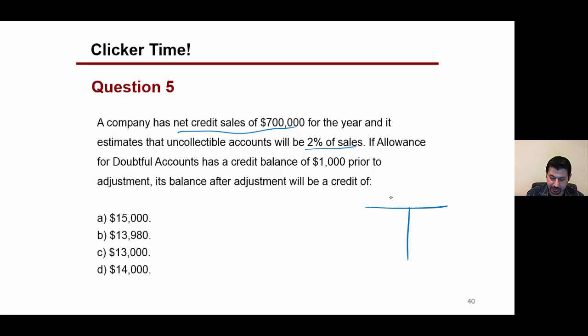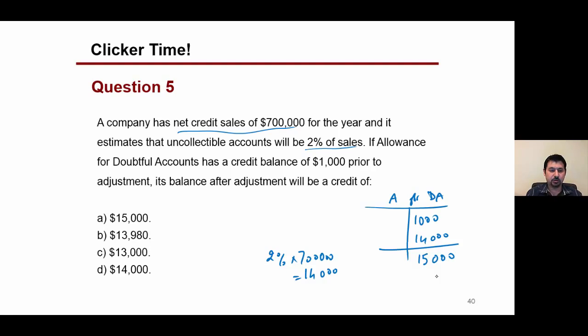Here again, we use a T account, allowance for doubtful accounts. It originally had 1,000. And remember, the percentage of sales will give you the adjustment itself, not the adjusted balance. So the adjustment here will be 2% multiplied by 700,000. It will be 14,000. So here the adjustment is 14,000, and as a result, the ending balance will be 15,000 credit, and the answer will be A.